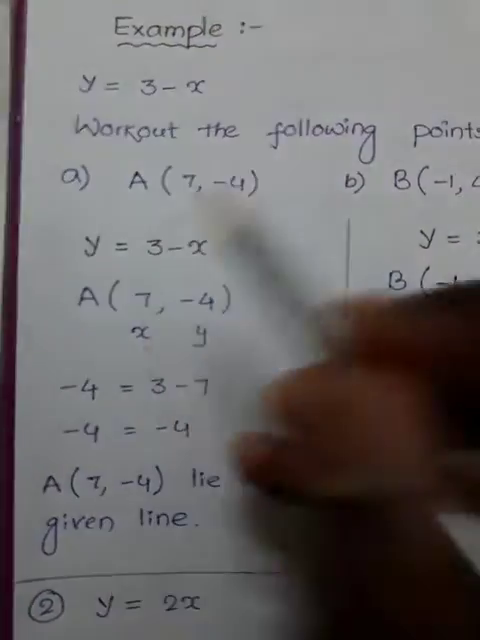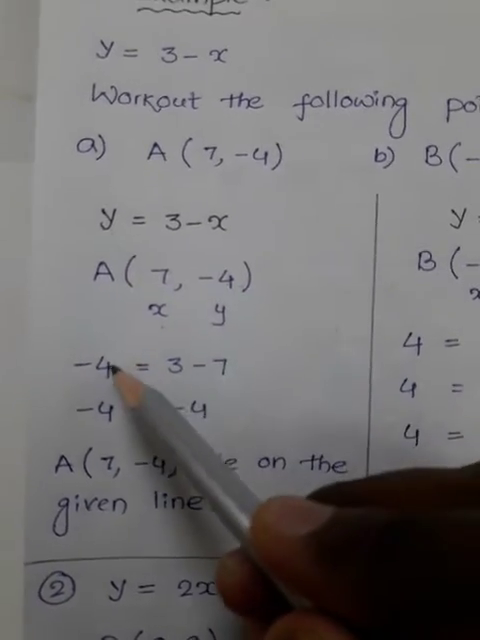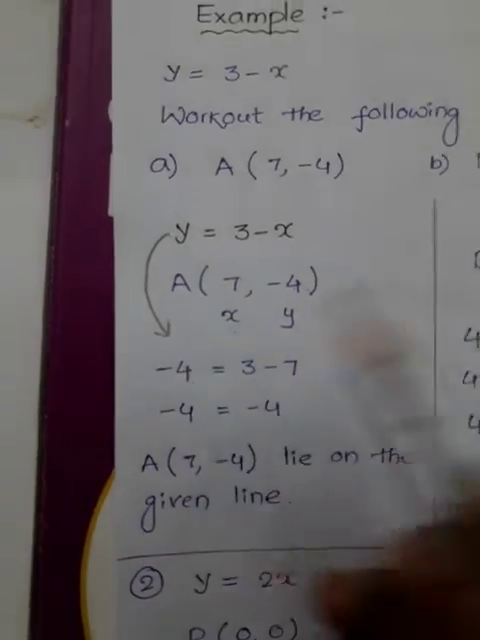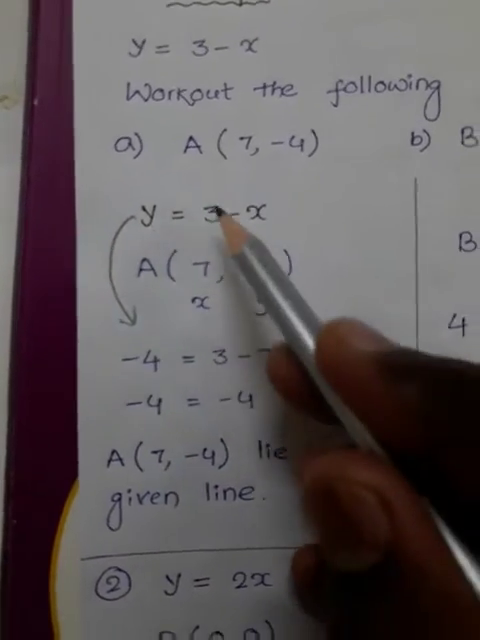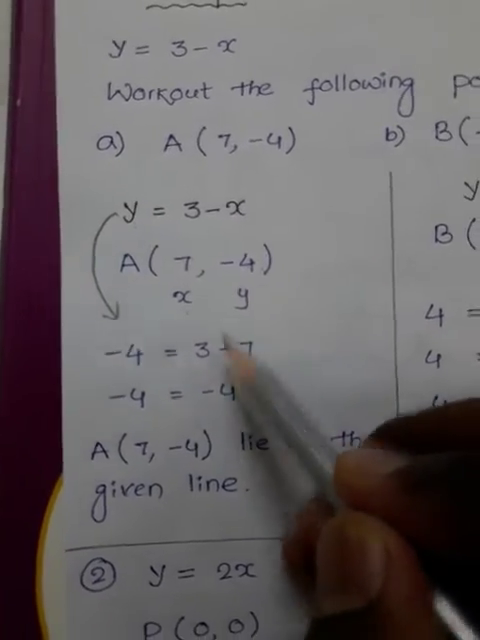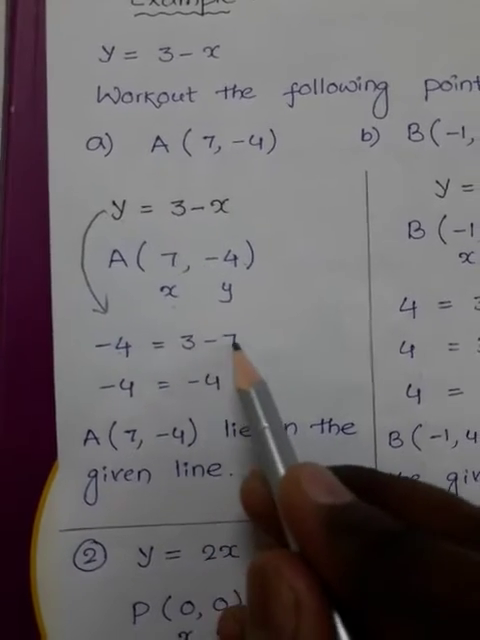So look at this equation. The equation starts from y, so the y value is minus 4. I wrote minus 4. The 3 I write as it is because the constant never changes, and the negative symbol also stays the same. Now x is 7. So minus 4 here, and 3 minus 7, how much?